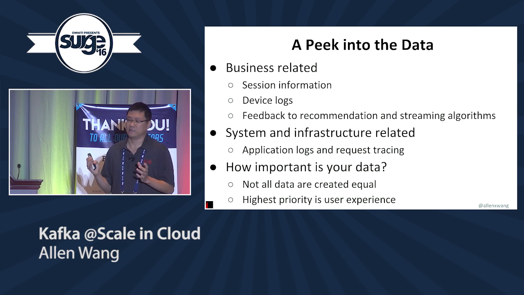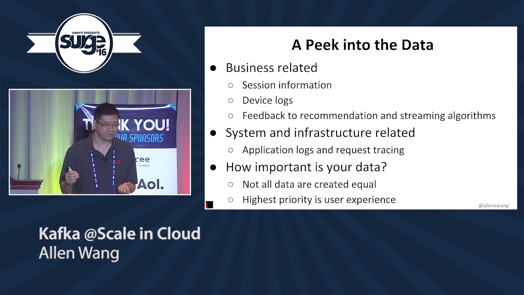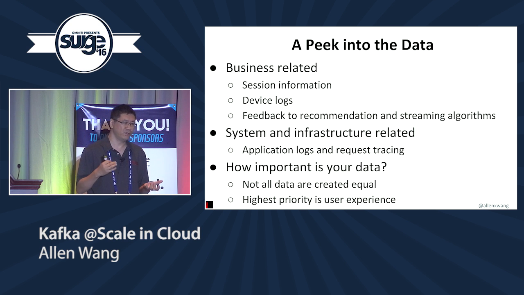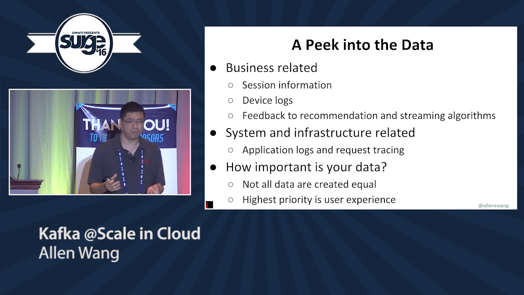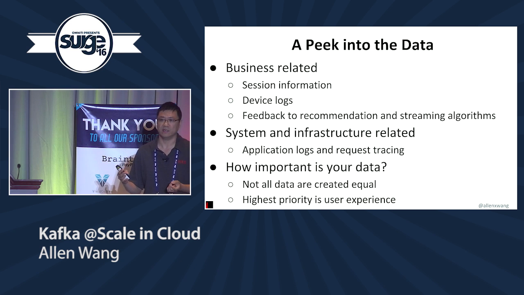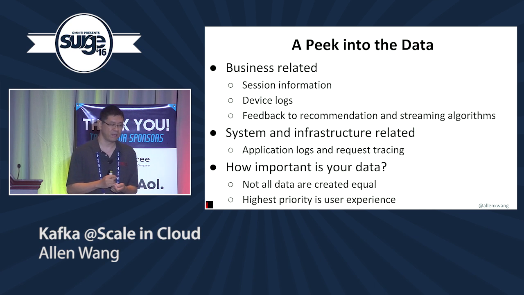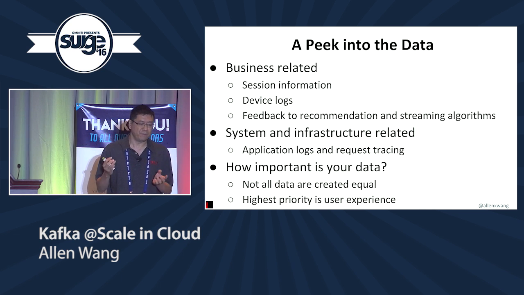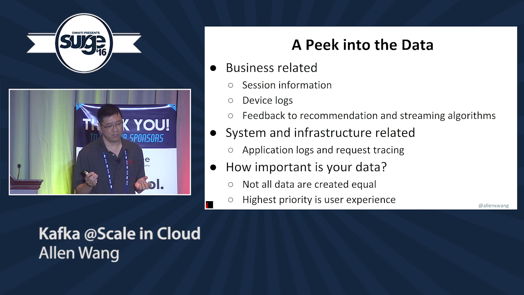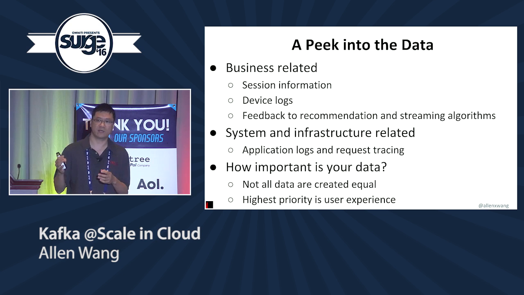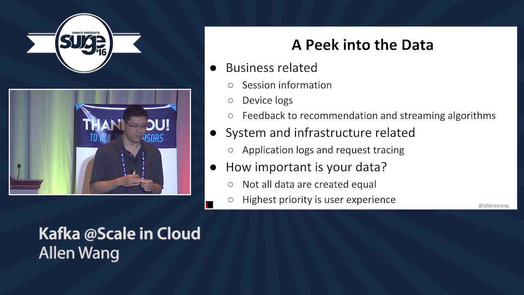So what are the data that are flowing in our system? The first major category of the events are business-related. Netflix is a data-driven company, and most of our decisions are based on data. So the business-related events include the user session information, which we use to track how users interact with our system. And that will include the results of a lot of A/B tests.